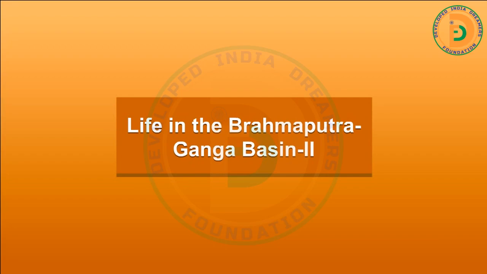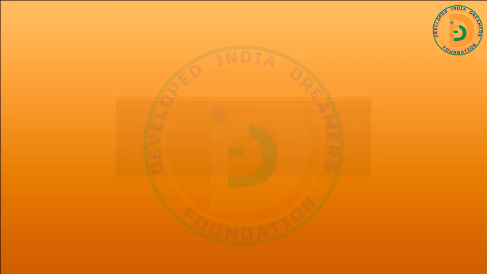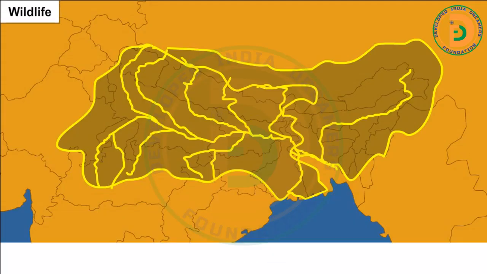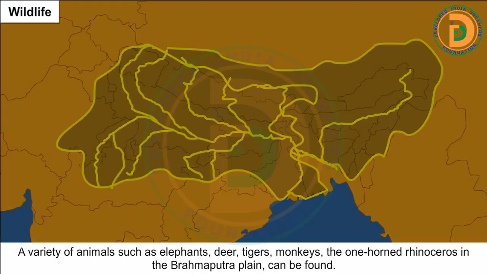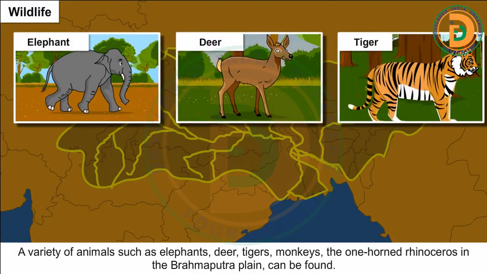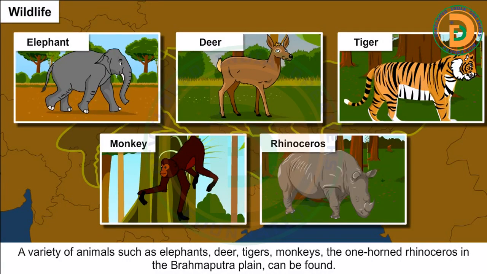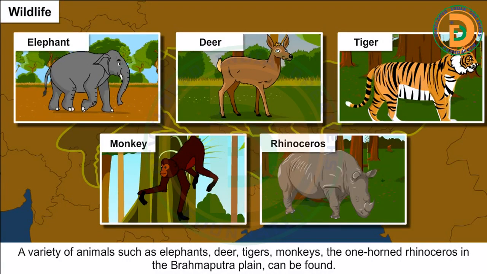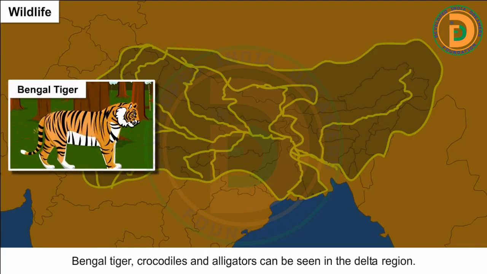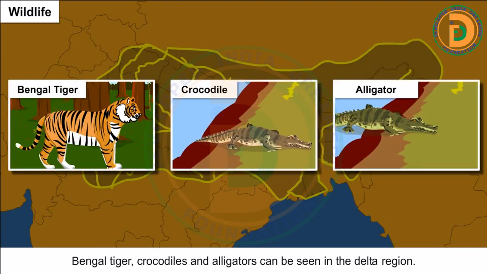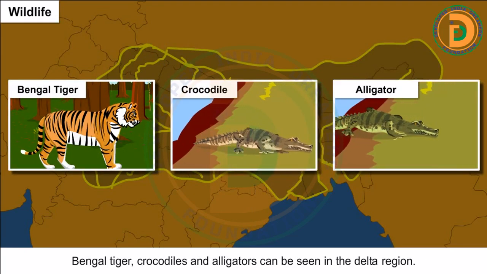Life in the Brahmaputra Ganga basin too. Wildlife. A variety of animals such as elephants, deer, tigers, monkeys and the one-horned rhinoceros can be found in the Brahmaputra plain. Bengal tigers, crocodiles and alligators can be seen in the delta region.